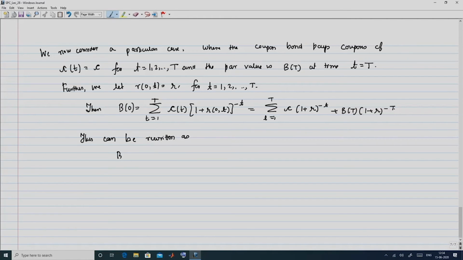So, this can be rewritten as follows, that B 0 is equal to C over 1 plus R into the sum of a geometric series, 1 minus (1 plus R) raised to minus capital T, and for the final term we have the same thing, B of capital T divided by (1 plus R) raised to capital T. So, we replace the C of t with small c here and R 0 of t with R, and we have done some algebra and we have obtained this form.